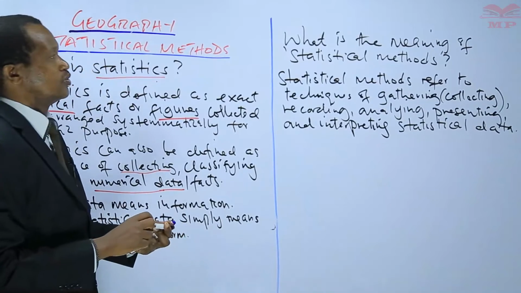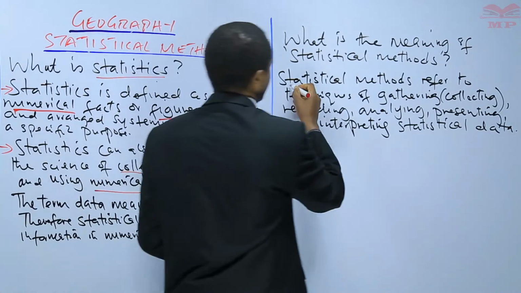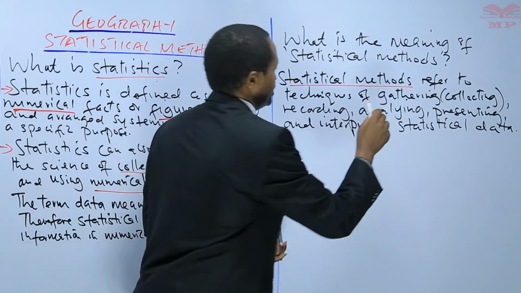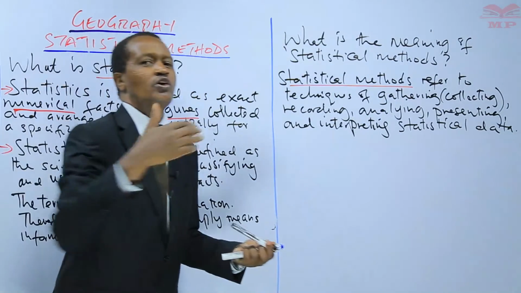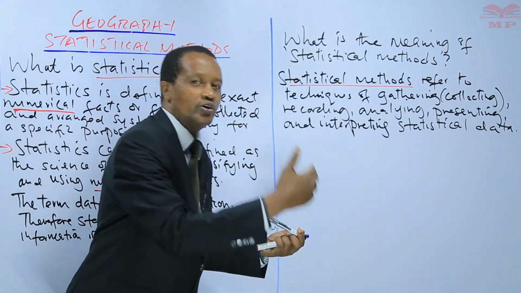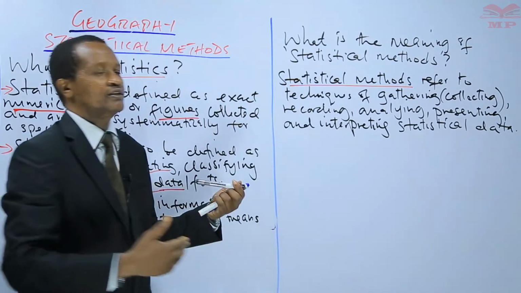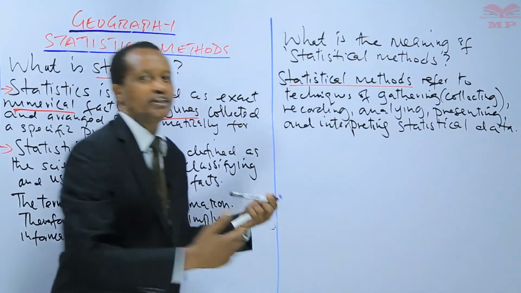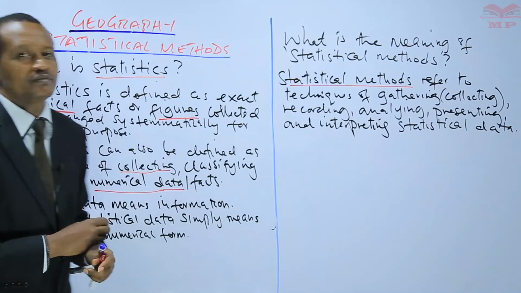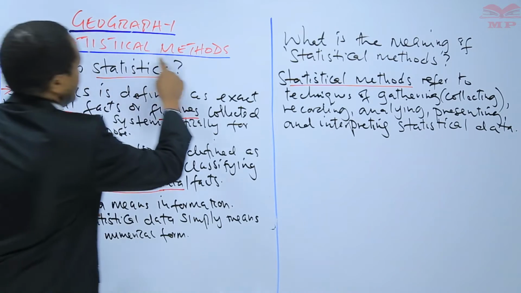So learners, what is the meaning of statistical methods? The answer is, statistical methods refer to techniques of collecting or gathering, learners, recording, analyzing, presenting, and interpreting statistical data. That's the meaning of statistical methods.